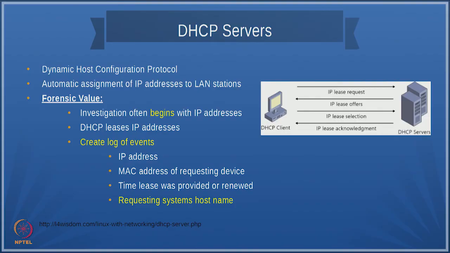It can also create a log of events: what IP address was given, to which MAC address it was given, when the lease was provided and when the lease was removed, and also the host name of the system. If you collect all the logs, say the DHCP log shows that starting at 4 o'clock in the morning the IP address was assigned to a particular machine with this Ethernet address, and then it was released at 8 o'clock, that tells you that the machine was on the network for about 4 hours. So, these types of logs can be obtained from DHCP servers.